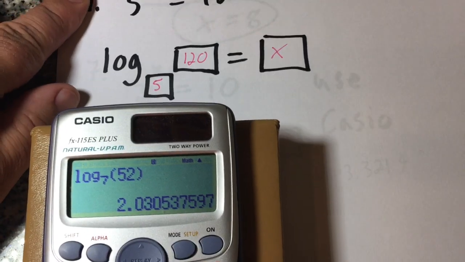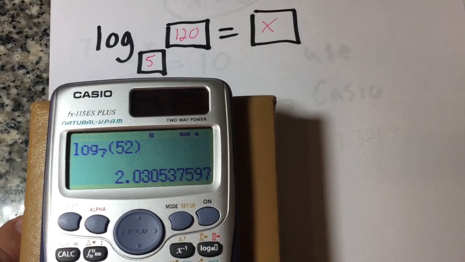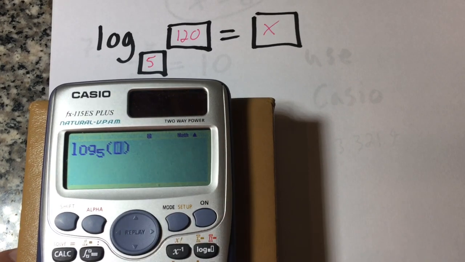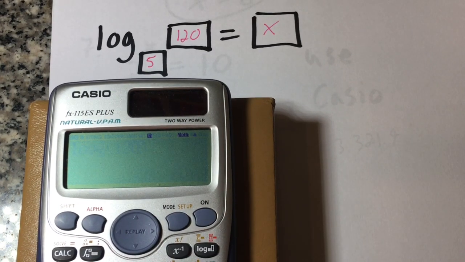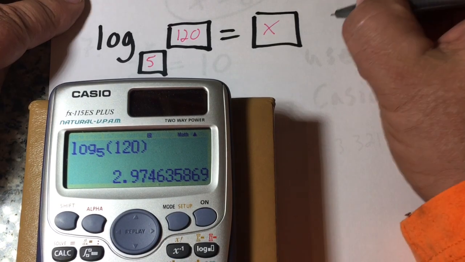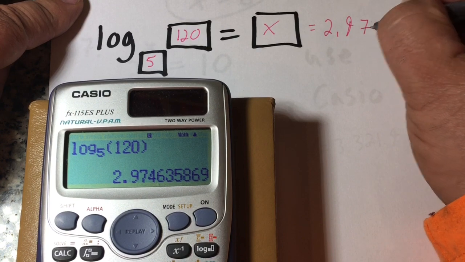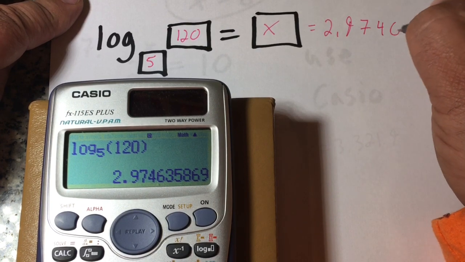We're going to hit the log base button. Type in the 5, right arrow, the 120, and again, it's going to be less than 3. 2.97, equals, 2.9746.